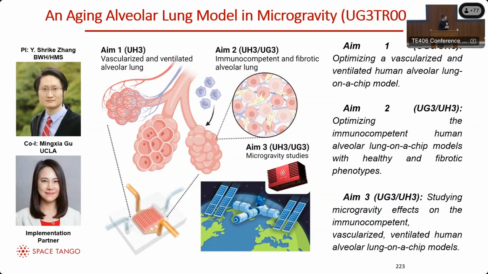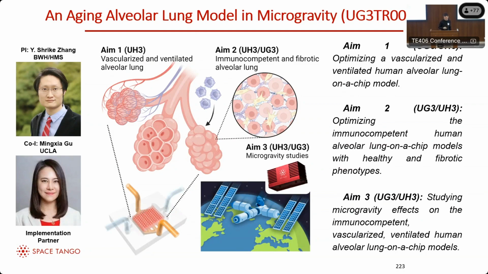For example, in this case, we're thinking about having both resident immune cells, but also, more importantly, the circulating immune cells that can be perfused within the vascularized lung-chip model to allow recapitulating of both healthy and also potentially fibrotic phenotypes of these lung tissues in the model. And then, of course, hopefully we'll be flying these models to the space station in aim 3.